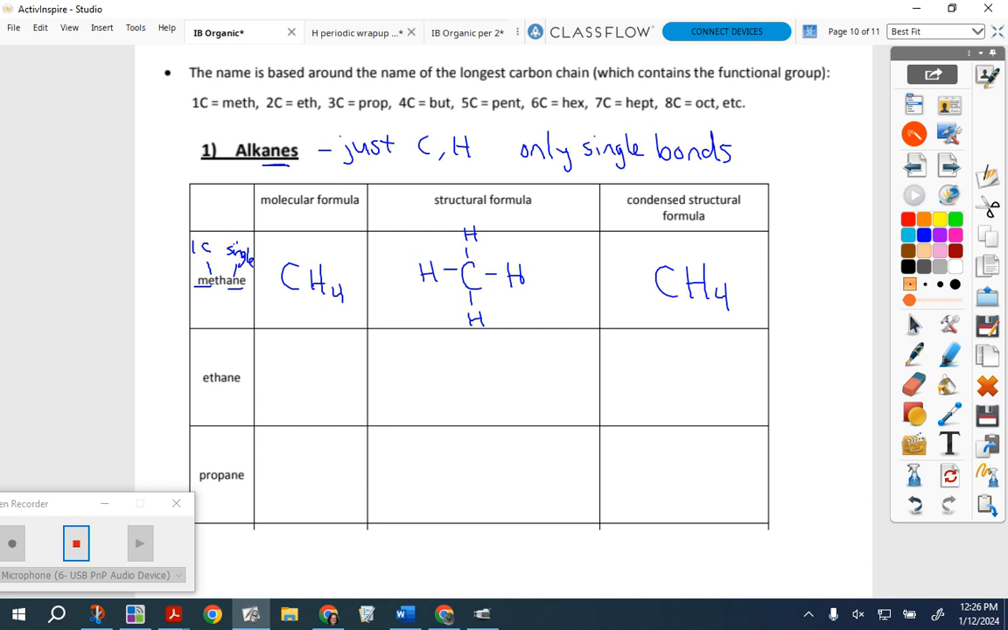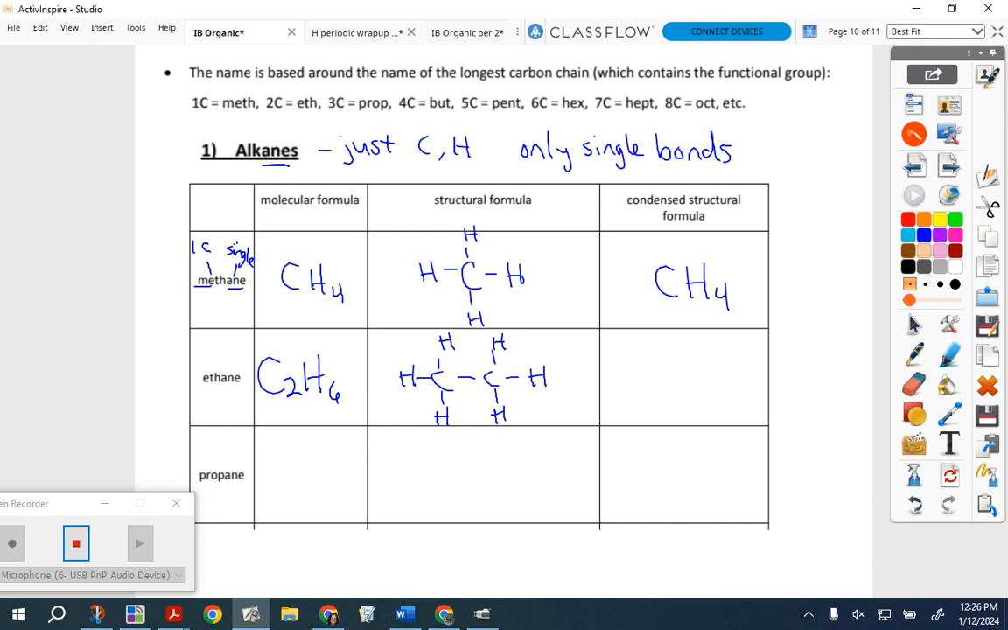So ethane, still all single bonds, but now we've got 2 carbons. So we're going to put our 2 carbons together with a single bond between them. And then we're just going to add hydrogens to fill out the rest. So if we count things up here, we've got 2 carbons and 6 hydrogens. Now that's the molecular formula.